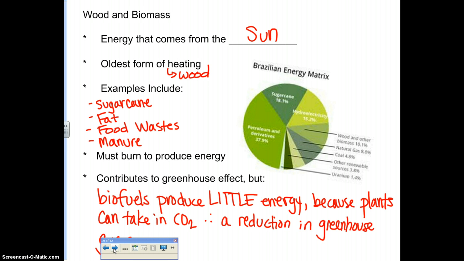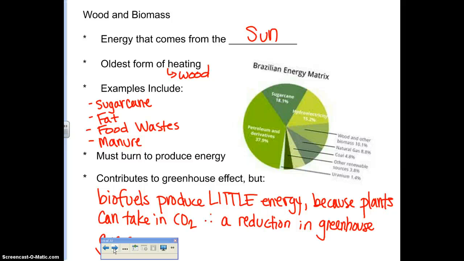Let's talk about wood and biomass. Energy that comes from the sun is going to be able to fuel wood and biomass fuels. It is the oldest form of heating. More particularly, wood is the oldest form of heating. Some examples include sugarcane, fats, food waste, and manure. Brazil, for instance, uses a lot of biomass and wood as their heating, as their energy resource, as the pie chart to the right denotes here.